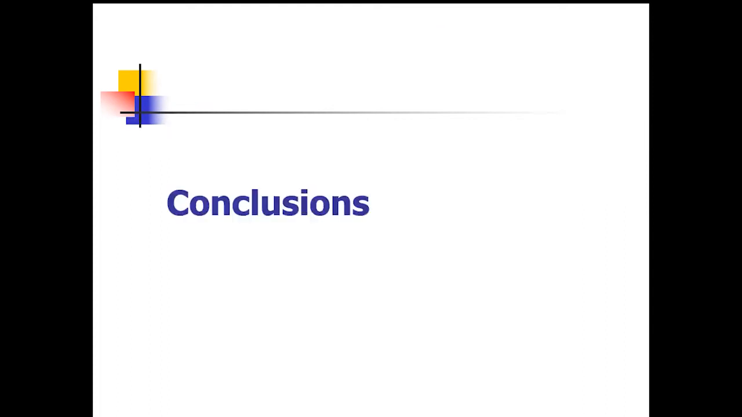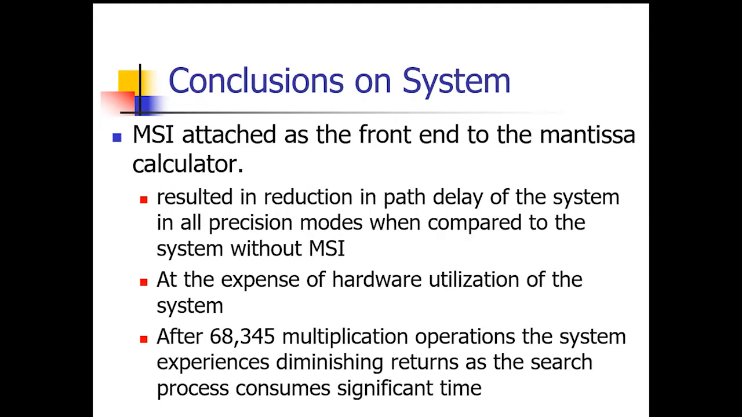But from that, there are a number of notable items. The MSI attached to the front end of the mantissa calculator resulted in a reduction in the path delay of the system in all precision modes when compared to the system without mantissa similarity investigation. Now, one thing is that this is at the expense of hardware utilization. This system utilized a bit more hardware on all the platforms than existing systems, especially because of MSI, which has a significant memory requirement.